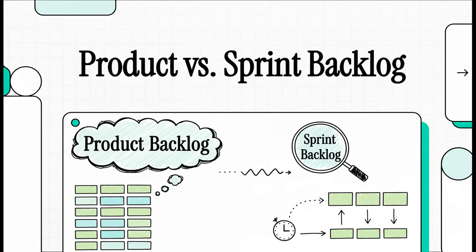All right, let's dive right in. We're going to tackle two of the most critical and, let's be honest, most confused parts of Scrum, the product backlog and the sprint backlog. Nailing the difference between these two isn't just a minor detail, it's a total game changer for your team. So let's get it right.